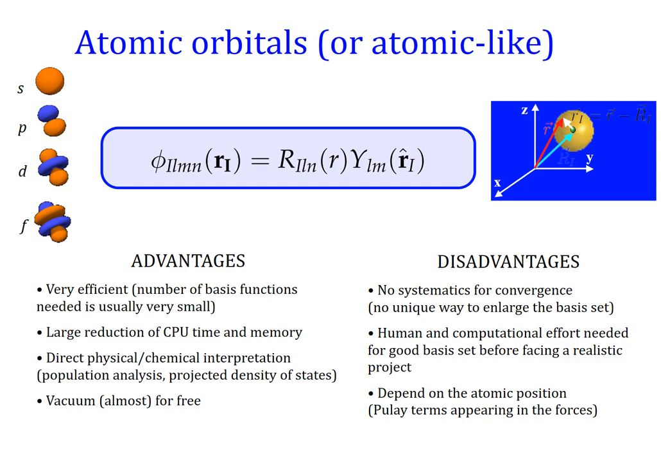There are other advantages listed there, but the main disadvantage is the lack of systematics for convergence. It is not obvious how to make your basis set grow in order to improve the quality of your results in an efficient way. So it has to be tried in different ways. There's quite a lot of experience accumulated and so on, but it is not as systematic as other basis sets.